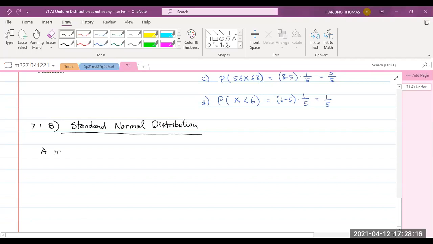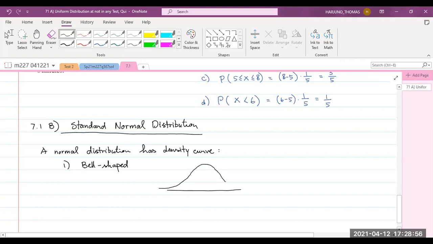A normal distribution has a density curve as the following. First, it's bell-shaped. Roughly, it looks like this. So it looks like a bell. It's bell-shaped.